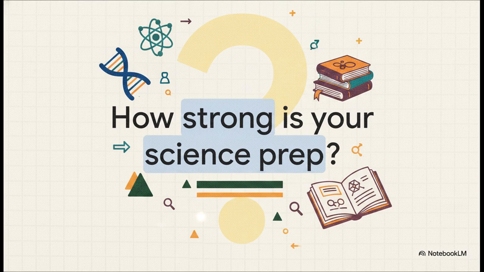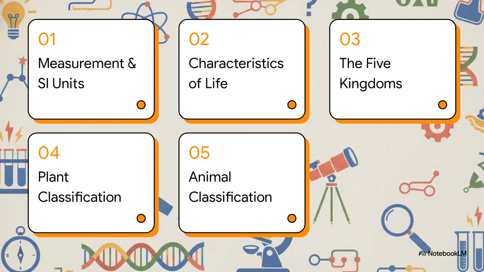Examiners absolutely love to test your foundation. You know, the rules, the strict classifications, and the fundamental differences that separate one category from another. And that is exactly what we're going to conquer today. Okay, let's look at today's target topics for cadet preparation. We'll be covering Section 1, Measurement and SI Units, Section 2, Key Characteristics of Life, Section 3, The Five Kingdoms, Section 4, Plant Classification, and finally, Section 5, Animal Classification.